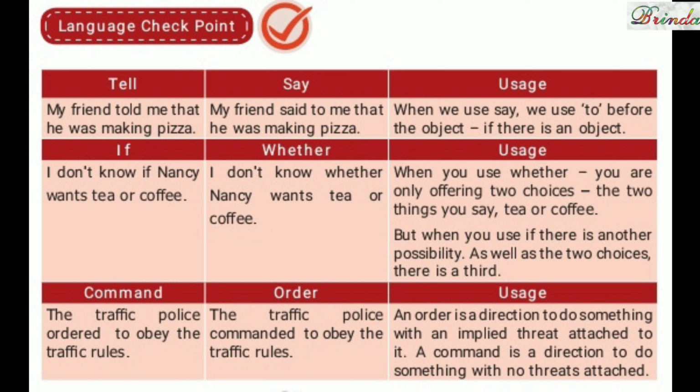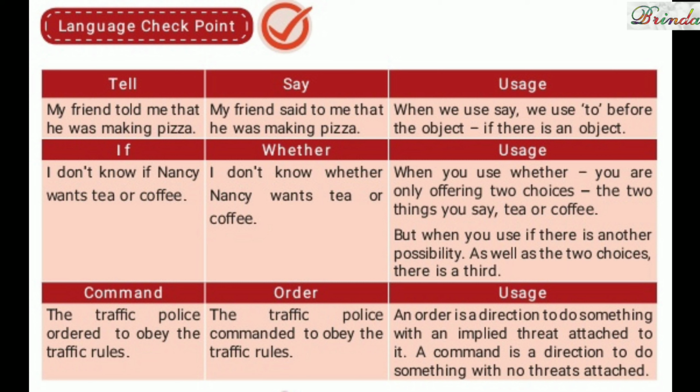It means what we should tell, what we should say, and its usage. Tell: My friend told me that he was making dosa. So this is not right. How should we say it? My friend said to me that he was making dosa. Usage: when we use say, we use 'to' before the object, if there is an object.